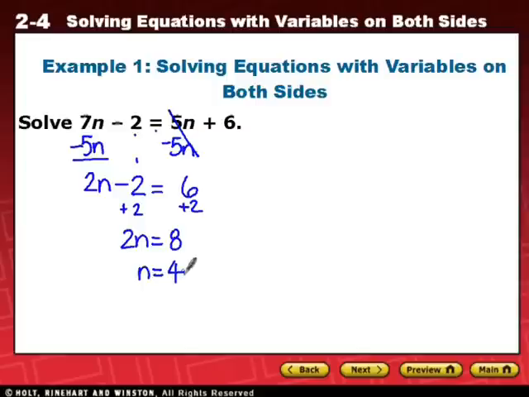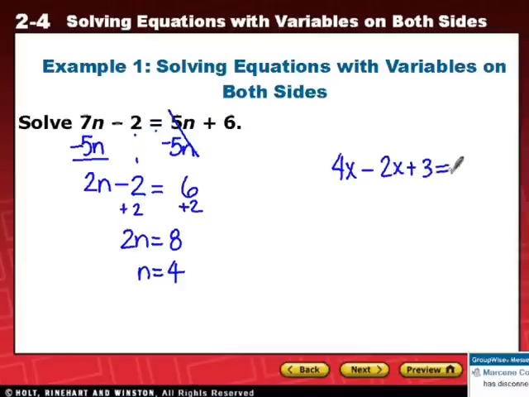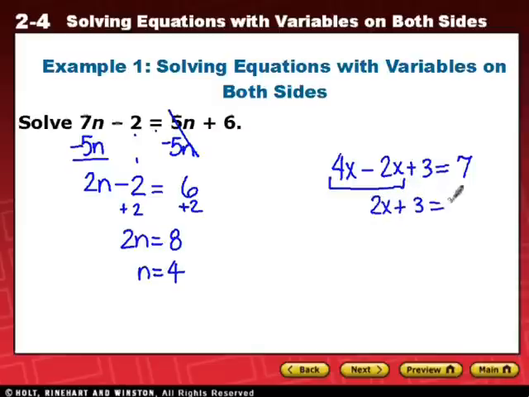Now, the big pitfall that I start to see happen on these is that people get confused between these and equations where all the variables are already on one side. Look at how this problem is a little bit different than this one. If I have 4x minus 2x plus 3 equals 7, this math, I just do what it says. It's already all on one side. So that would be 2x plus 3 equals 7, and then I would keep going and I would solve it.